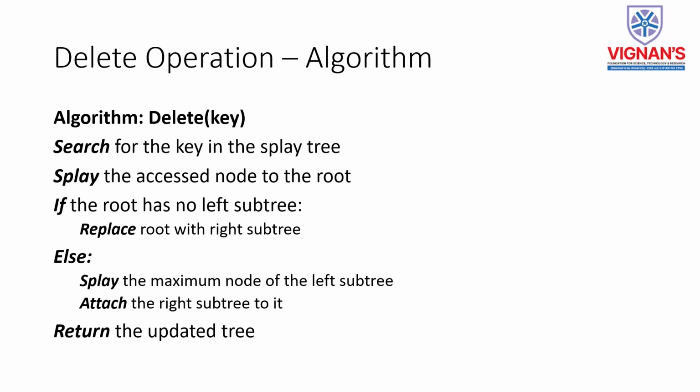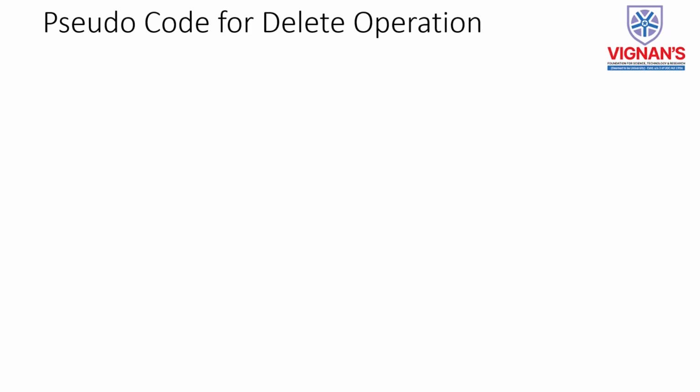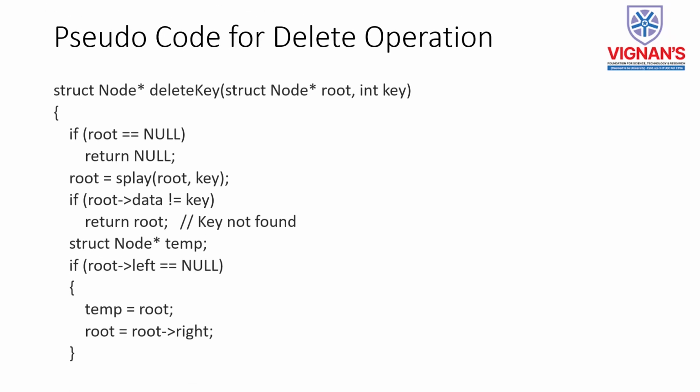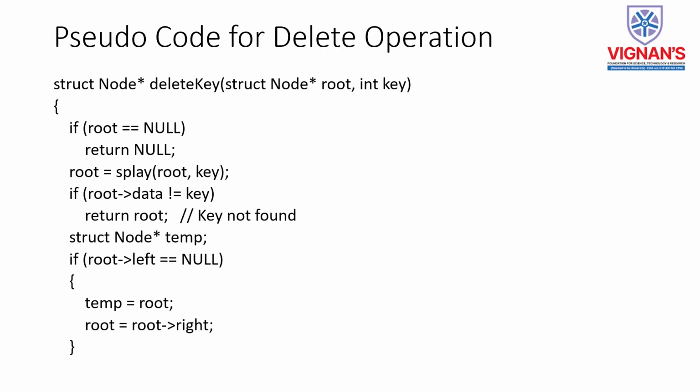Now let's go through this delete pseudocode step by step. Step 1. We start the function delete(key, root, key). Step 2. First we check if root is null. That means the tree is empty, so we return null immediately. Step 3. If the tree is not empty, we do root = splay(root, key). This brings the key to the root if it exists, or brings the closest node to the root.